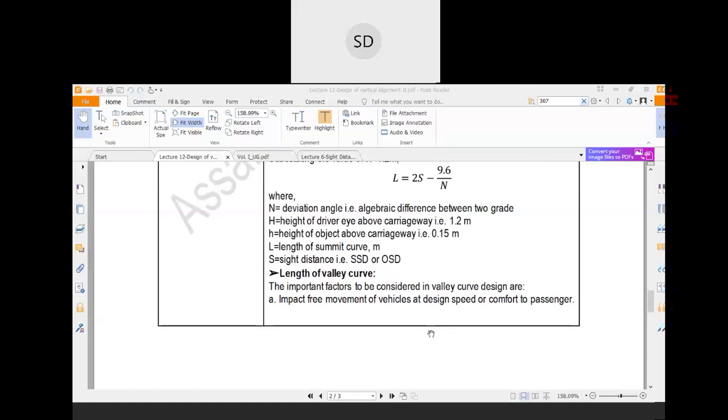Now coming to the next point, length of the valley curve. Before starting the length of the valley curve, let us first discuss the comfort condition in the valley curve. So the valley curve would be like that.